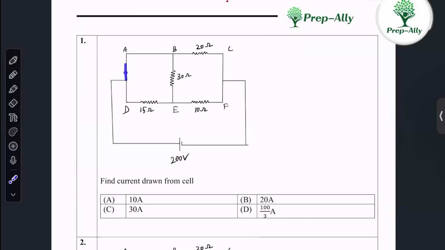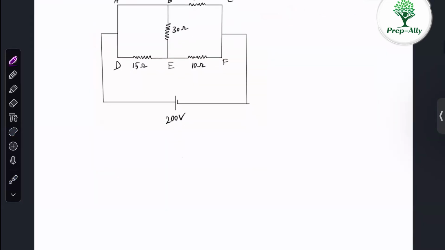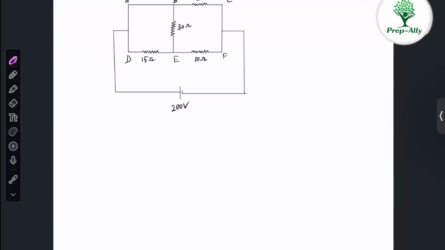Whenever you find some wire which is connected directly, then you can say the potential of these two points are going to be the same, which means they are going to act like they are at the same potential. So, redrawing this diagram.